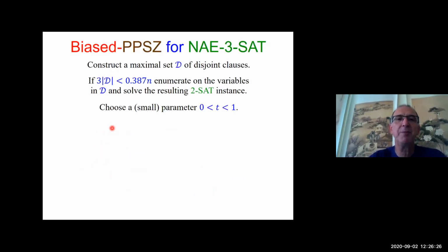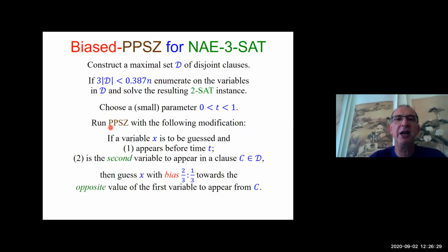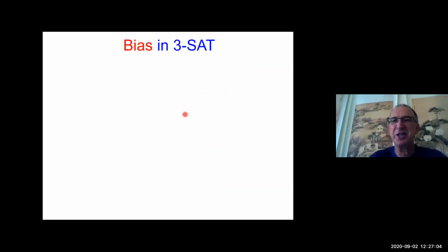Okay, so the whole algorithm for not all equal 3-SAT is the following. So we need to take into account the fact that maybe the maximal collection of disjoint clauses is actually small. In that case, we won't have a lot of opportunities to guess with bias, but then that's easy for a different reason, because then we can simply enumerate over all variables that appear in the disjoint clauses. And what remains is a 2-SAT instance that we can solve in polynomial time. Okay, so that's roughly the details for not all equal 3-SAT. I'm guessing I'm at minus 30 seconds.